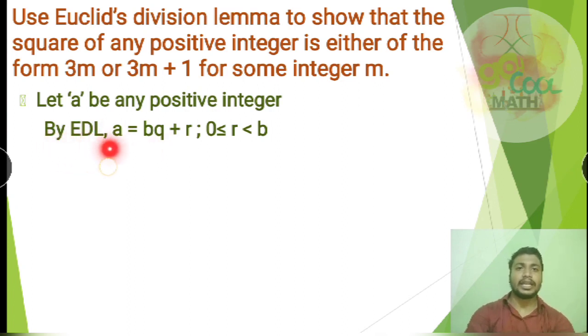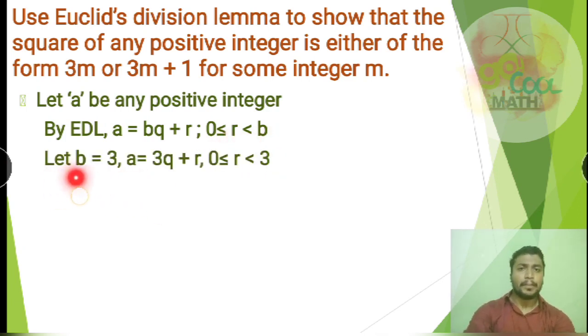By Euclid's division lemma, a is equal to bq plus r, where 0 is less than or equal to r, less than b. Let b be equal to 3. Let us consider the divisor as 3. Therefore the lemma becomes a is equal to 3q plus r, 0 less than or equal to r, less than 3.